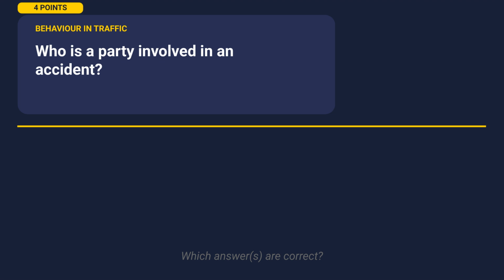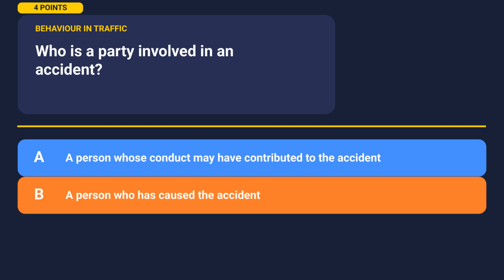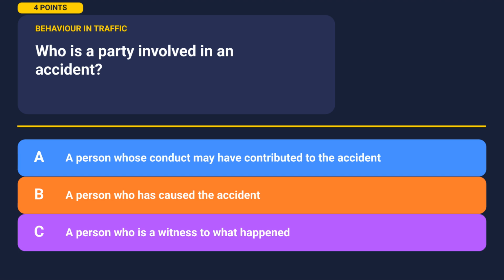Let's jump right in with the next question. Who is a party involved in an accident? Take a moment to look at the options. Option A. A person whose conduct may have contributed to the accident. Option B. A person who has caused the accident. Option C. A person who is a witness to what happened.